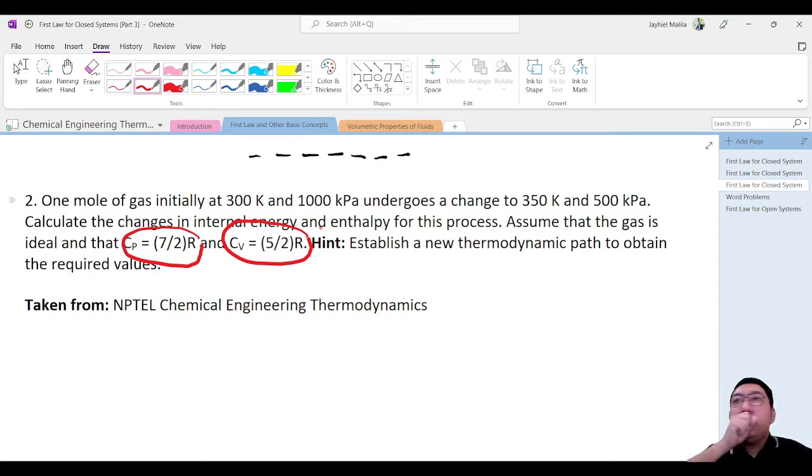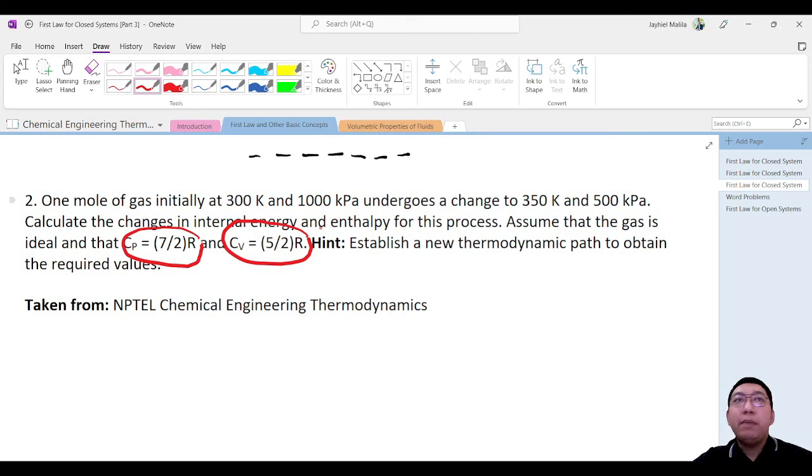I took this as I went over my personal studying and review. I really find the problem very interesting since it's a good problem to demonstrate the idea of establishing thermodynamic paths and the idea of using alternative paths to determine the internal energy and enthalpy.